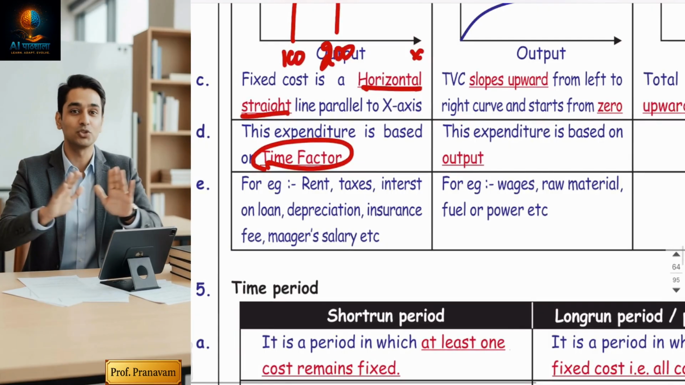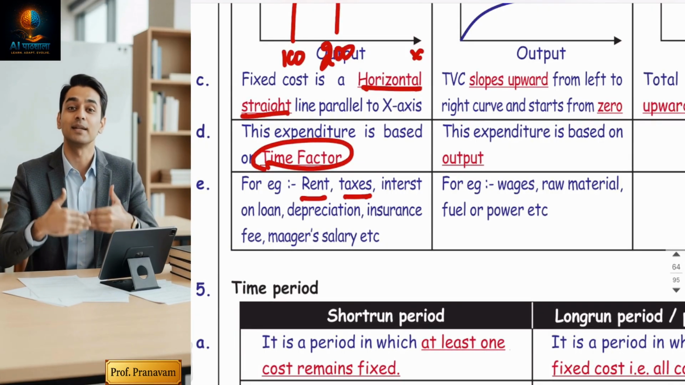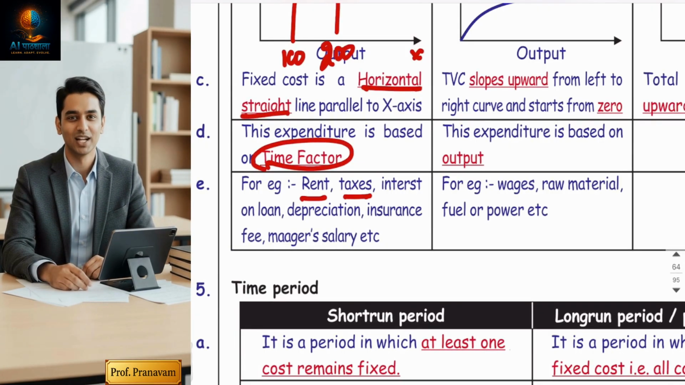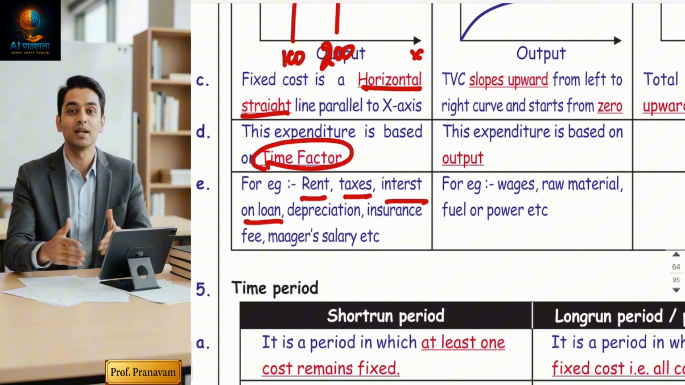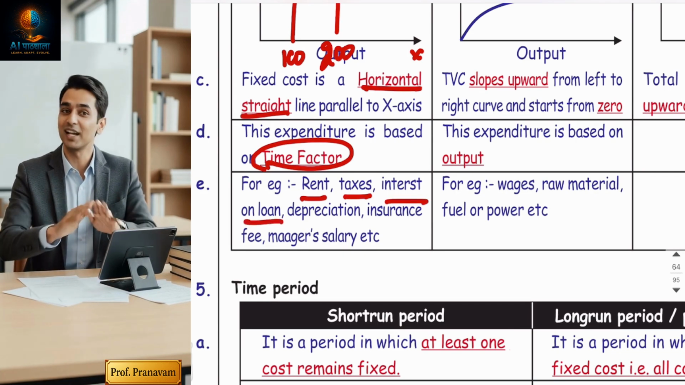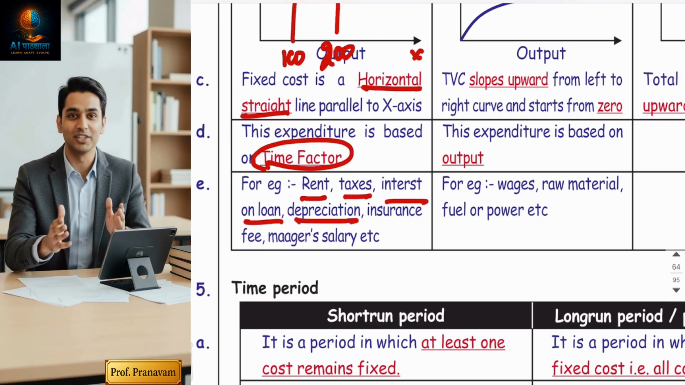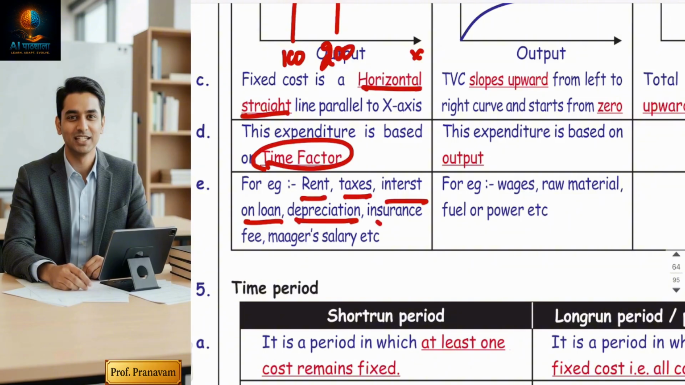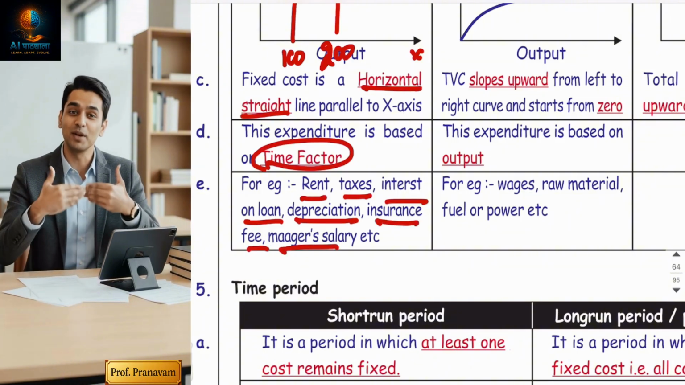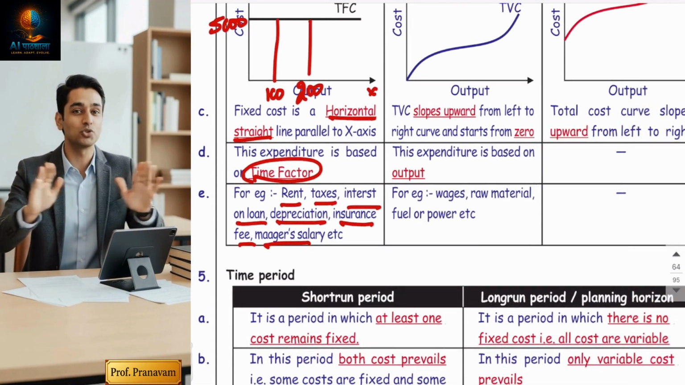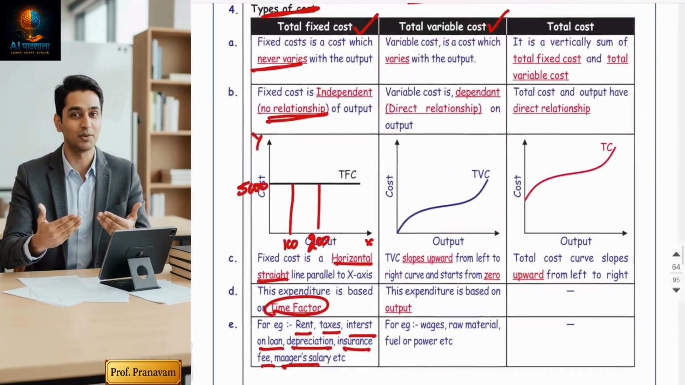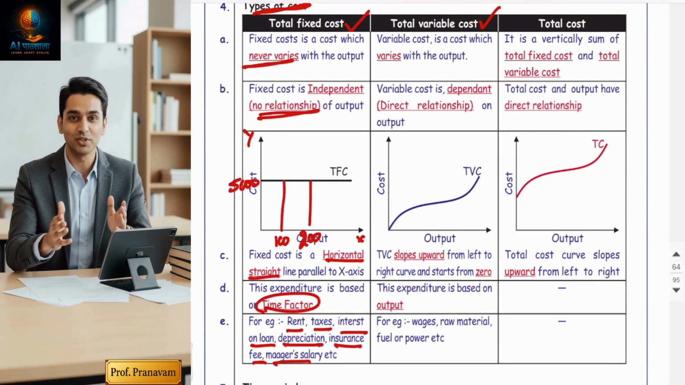So what are the examples of fixed cost? Rent, taxes, government taxes. Taxes have nothing to do with the output. Interest on loan: if you have taken a loan, you pay interest on a period basis, time basis. Depreciation is again on a monthly basis. Insurance fees, manager salary, monthly basis. These are all the best examples of fixed cost. So the crux: fixed cost is a horizontal straight line. Fixed costs have no relationship with the output.